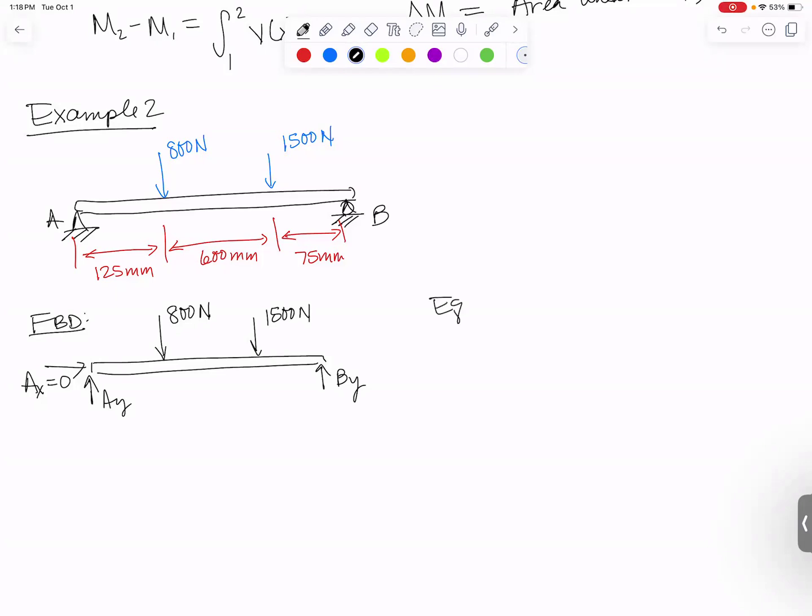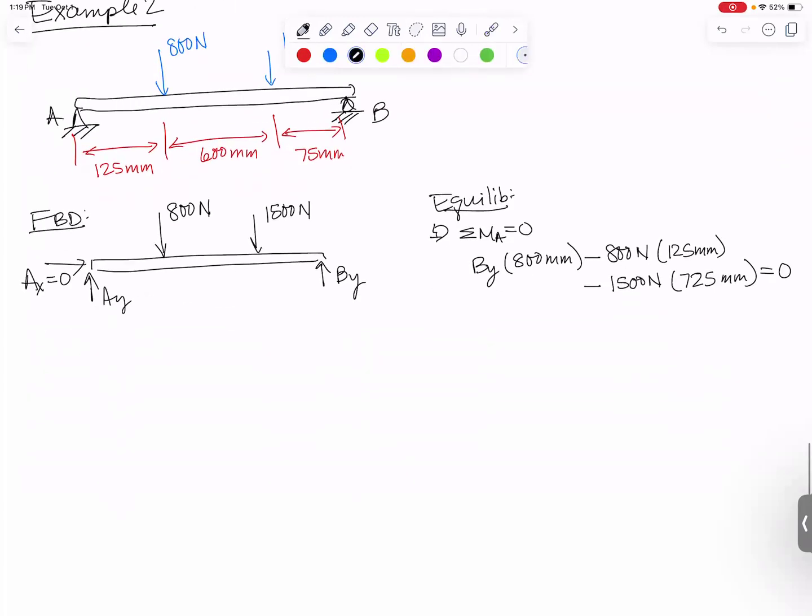So let's use some equilibrium equations. If I sum the moments about point A, I'll get BY times, looks like it's 800 millimeters away, then minus 800 newtons, which is 125 millimeters from point A, minus 1500 newtons, which is 725 millimeters away from point A. So we solve, and we get BY equals 1484 newtons. And then from summing forces in the Y direction, we find that AY has got to be 816 newtons. We know all our forces now.